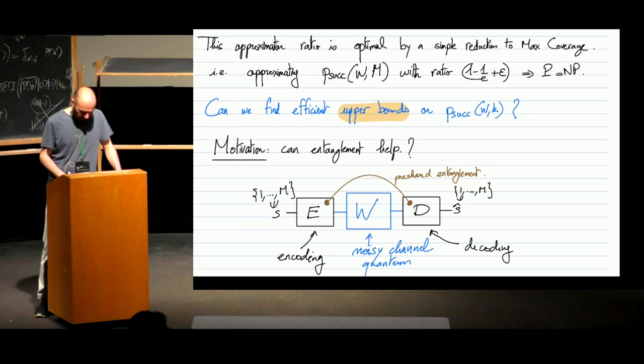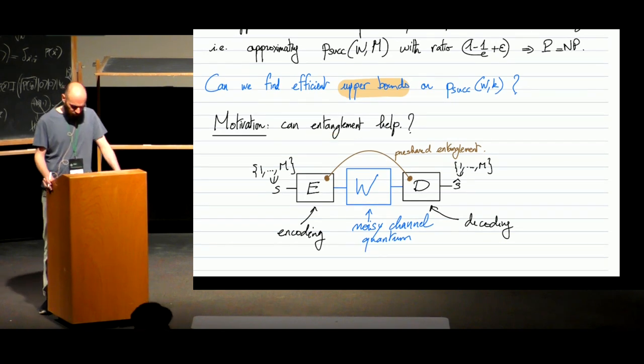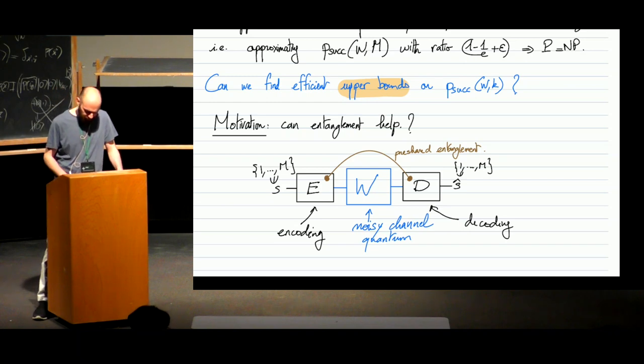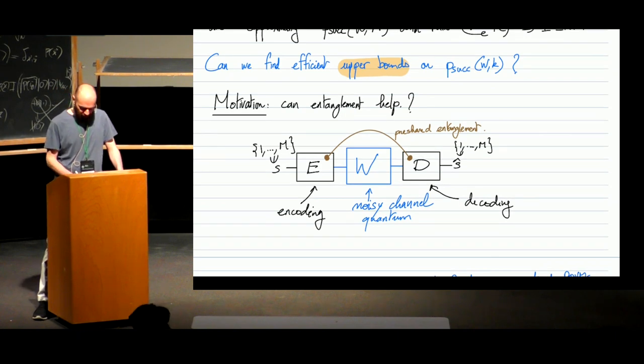Okay, so again, let's get back to the question of how much entanglement helps here. Consider this setting where I have exactly the same setting as before: I have this noisy channel, encoder and decoder, but suppose for some reason the sender and the receiver share some entangled state. This is some pre-shared entangled state, which of course doesn't depend on the message that will be sent. It's some fixed state of arbitrary dimension. Both the sender and the receiver can use their part of this entangled state to try to improve the success probability.